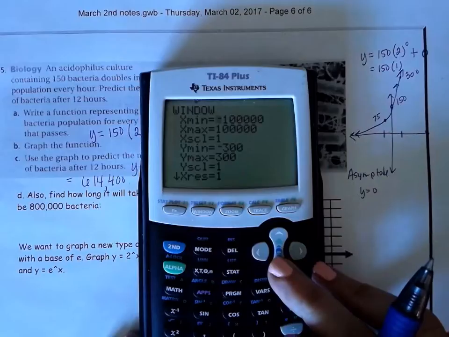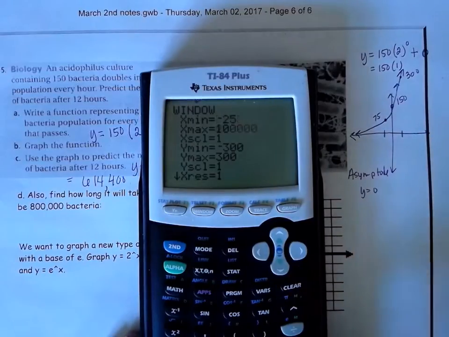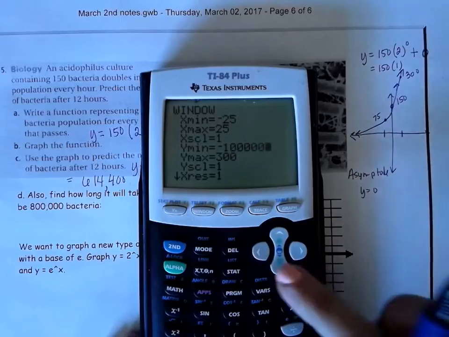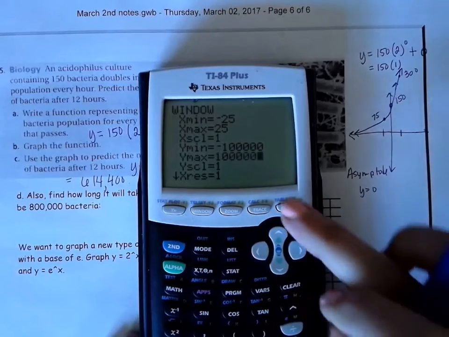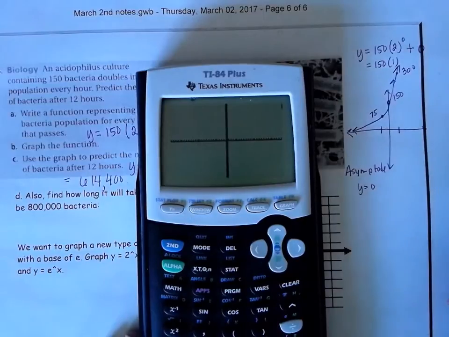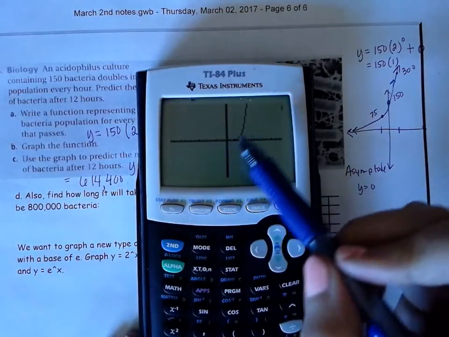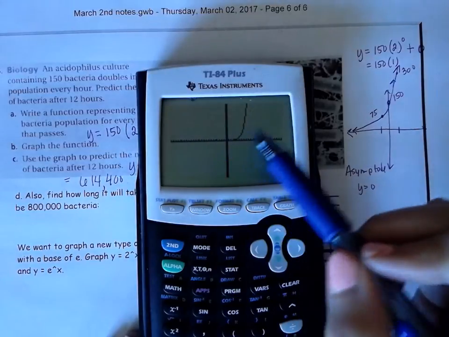Okay. Oh, that's too big of an X. Sorry, I meant to change my Y's to -1,000,000 and +1,000,000. Graph that. That should help. It looks a little bit different, but it really is the exact same graph.